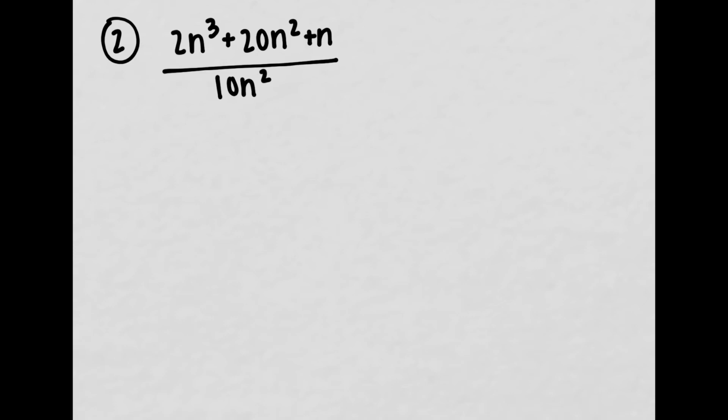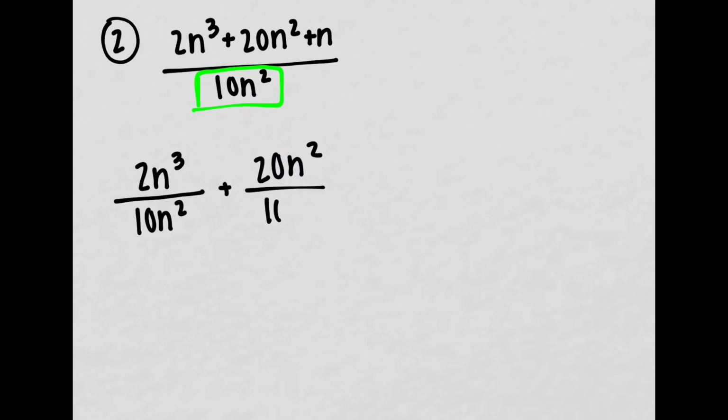If I look at what I'm dividing by, it's 10n squared, and this is all just one term. So again, this is another monomial. So I'm taking each of my top terms, 2n cubed, and writing it over 10n squared. I have plus 20n squared over 10n squared, and then finally plus n over 10n squared. I'm going to fill in one missing piece of information here. On the third fraction, there's no coefficient in front of the n, so I'm going to go ahead and write a 1 just in case you forgot.